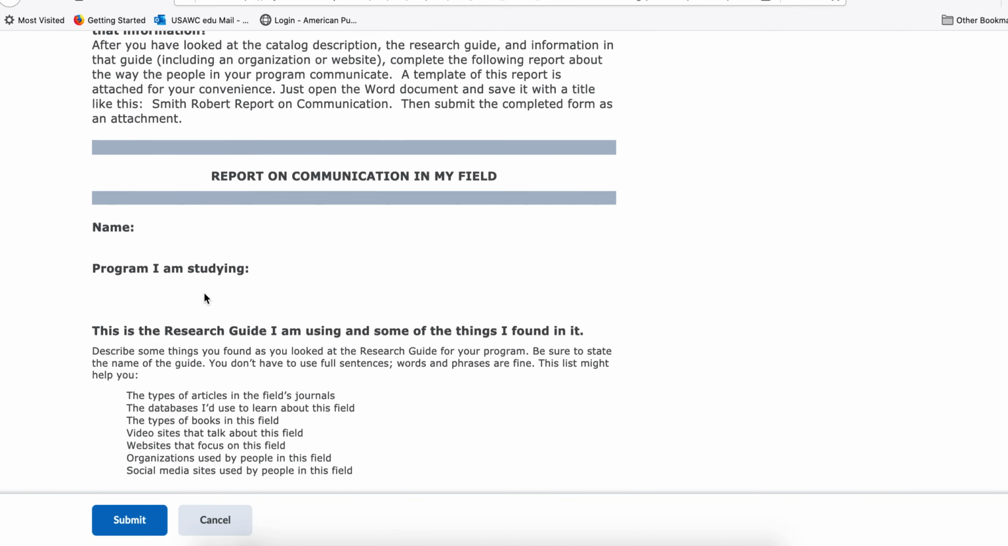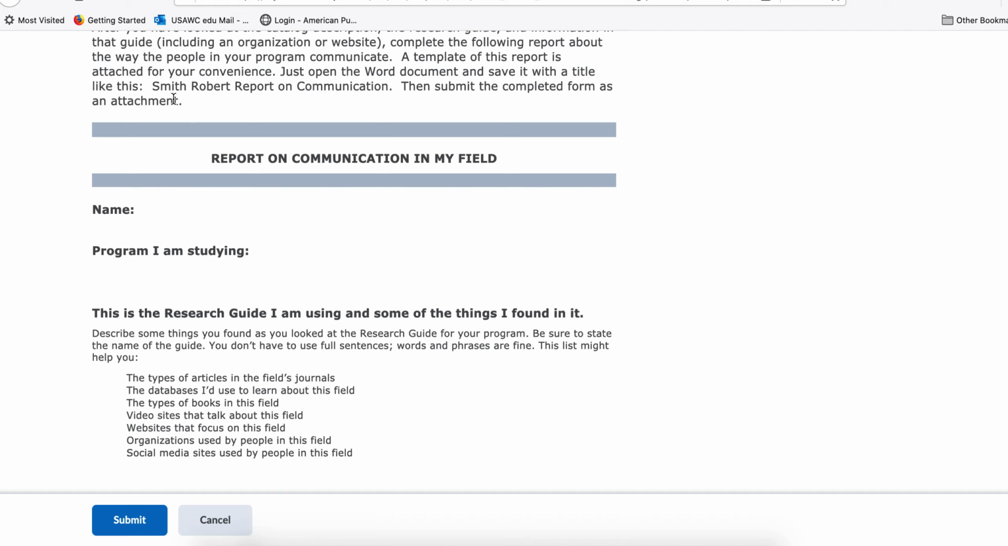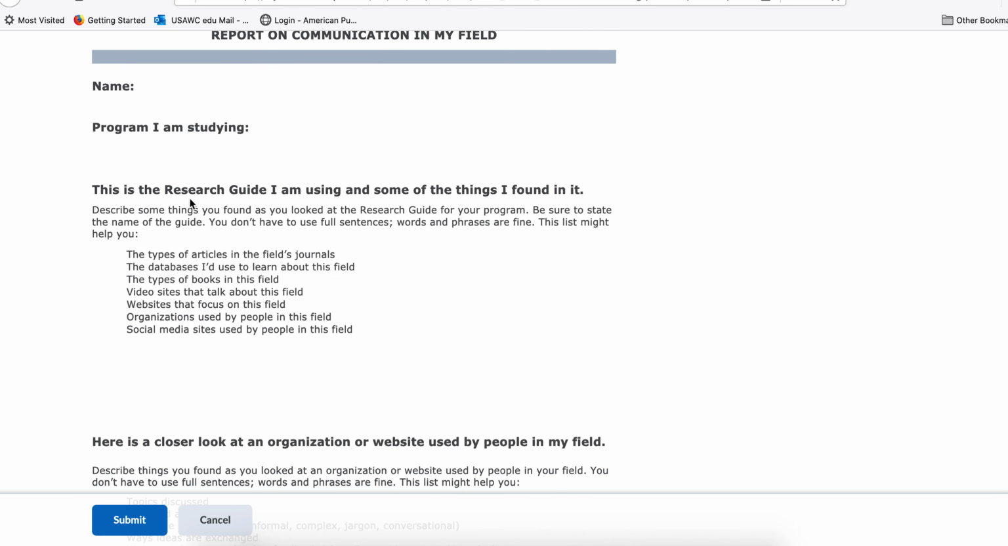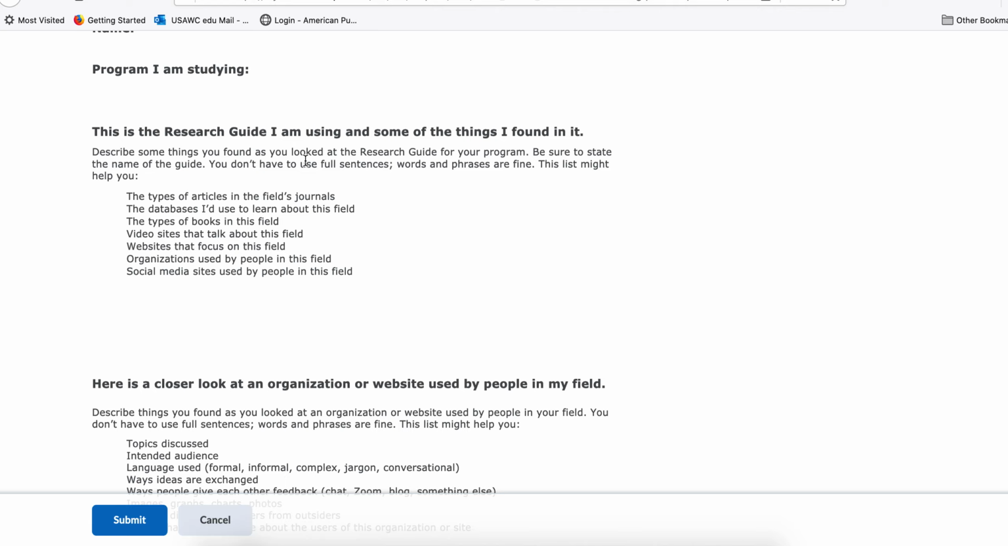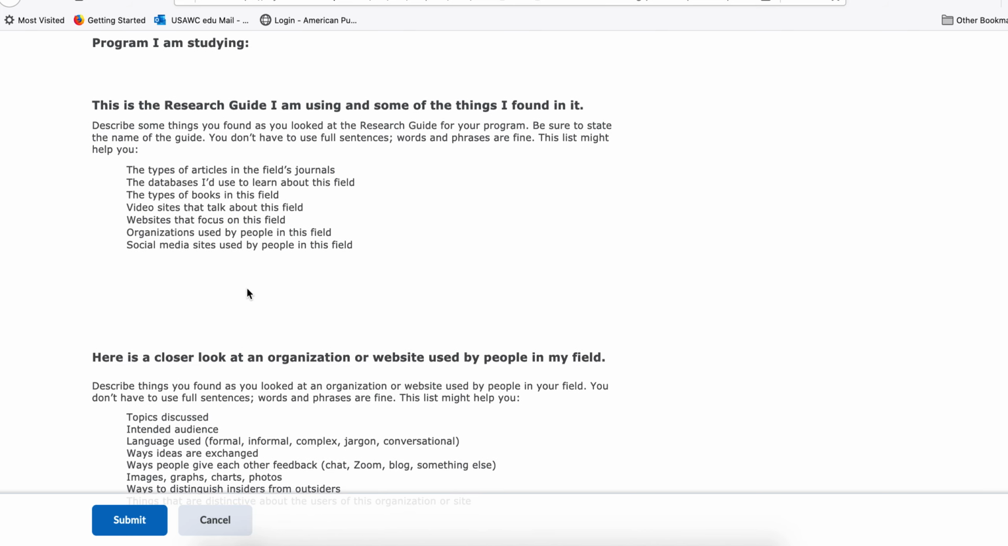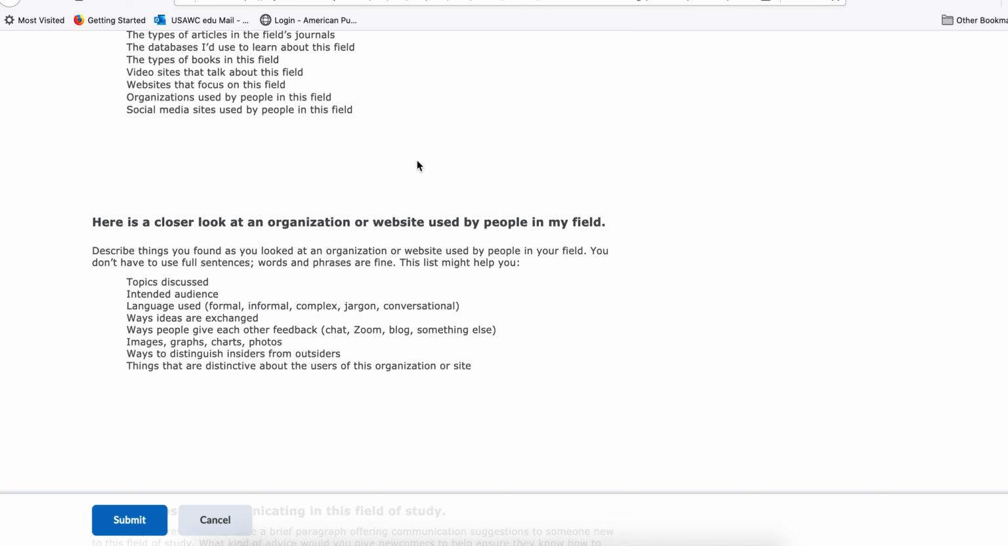So basically you want to put your name here. You can just cut and paste this, but the format for me doesn't matter. Just make sure you answer all the questions. So put your name, your program, locate the research guides, and then talk about what sort of information you found in those research guides. I would like for you to answer each of these sections, and again, it says you don't have to use complete sentences, but I do want you to answer to the best of your ability.